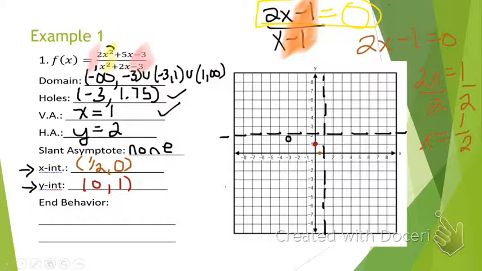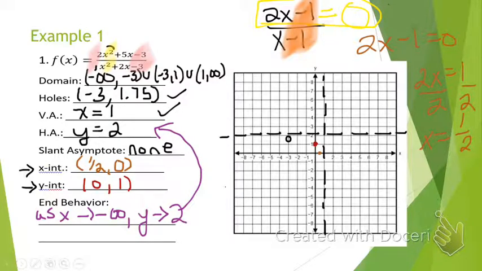Now, last but not least, our end behavior. When we talk about end behavior, we're talking about as x goes to -infinity, what does y go to? Y will go to, if you said our horizontal asymptote, then you're good. Y will go to 2. And the same thing, as x goes to +infinity, y will go to, you guessed it, 2. So everything is approaching our horizontal asymptote 2.